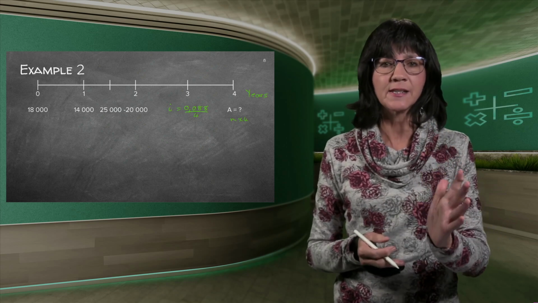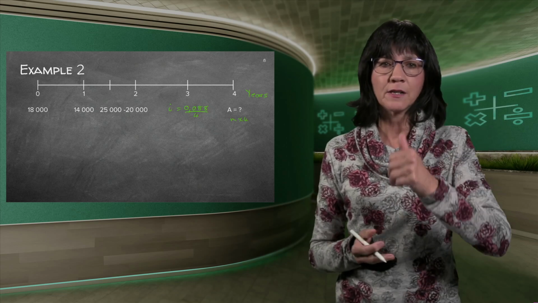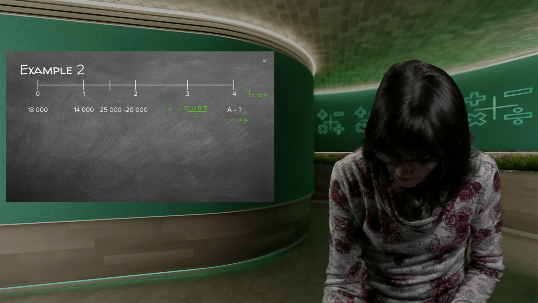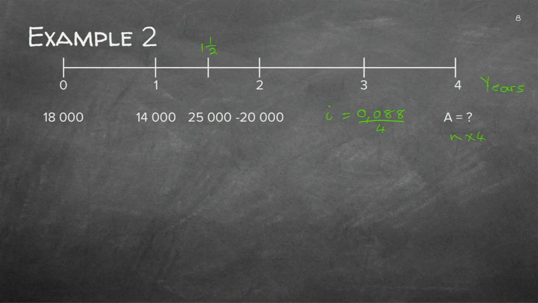So just as they said, firstly after 1 year, he invested 14,000. Now, this is 1.5 years. You agree? Because it's right in between. They said after 6 months, so it's 1.5 years. And then they said on the second year, he withdrew 20,000. On the third year, nothing happened. And on the fourth year, they want to know how much money is now in the bank.